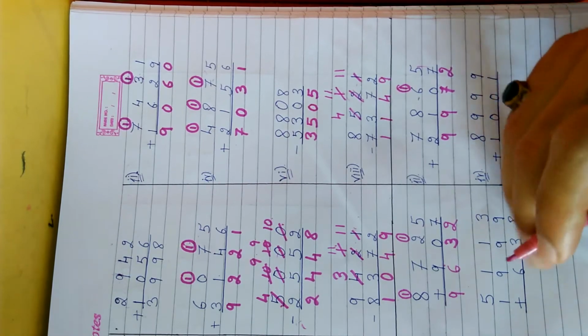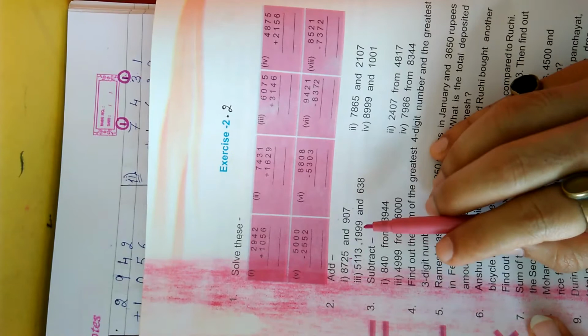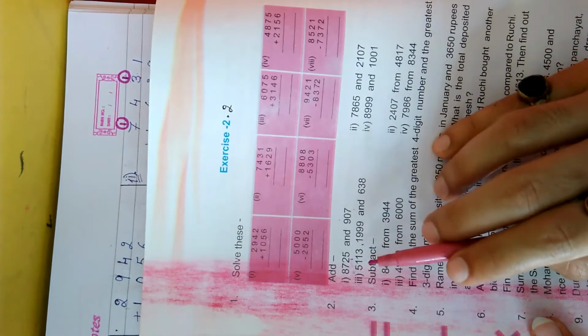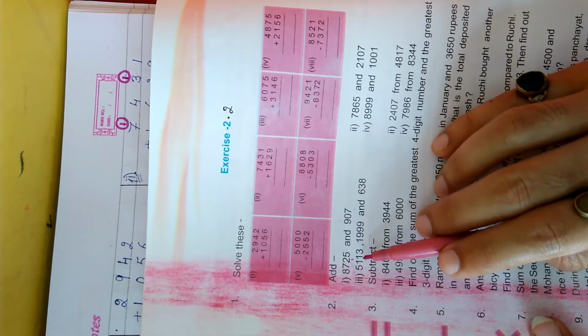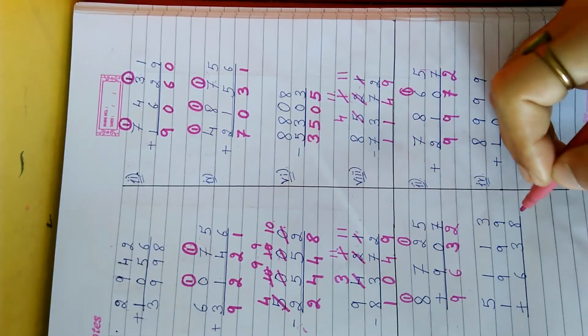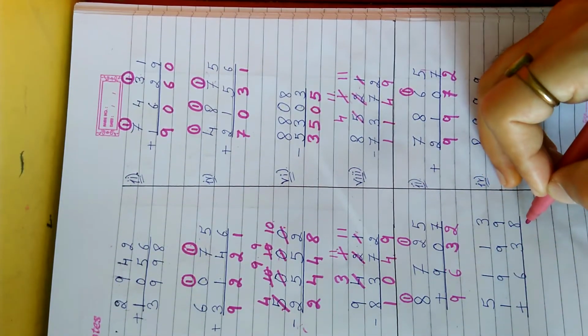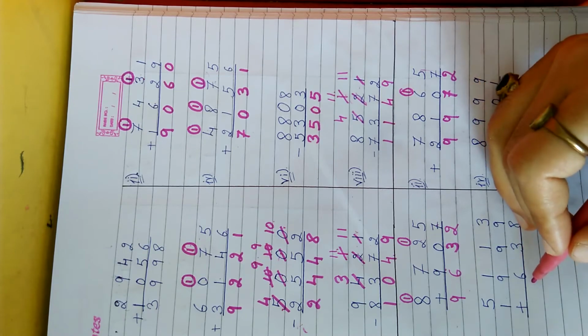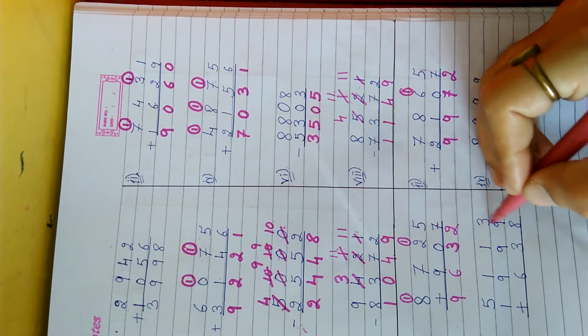Now your third question is in word form. We need to add 3 numbers this time. Okay, there's this one. The first one is 5113, the second one is 1999, and the third one is 638. So basically we'll just write them one by one over here. Now you should know where you have to put that specific digit, below which number.